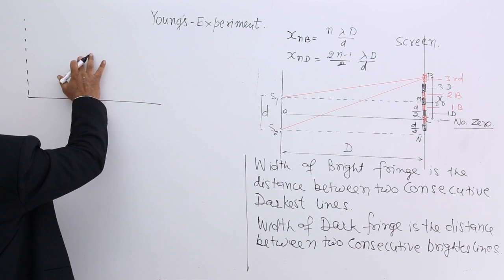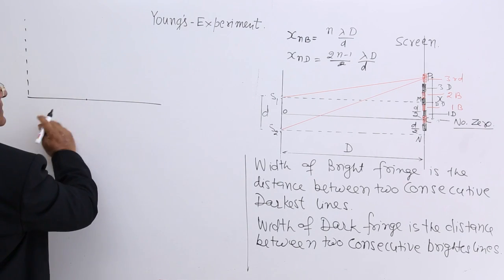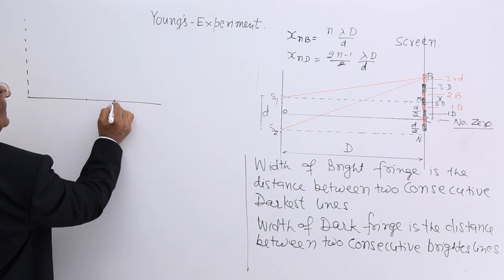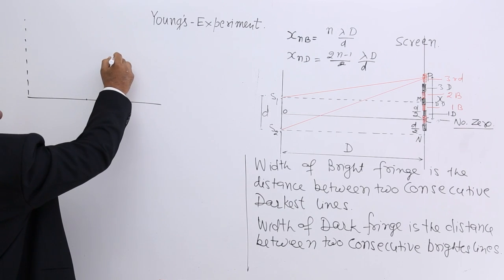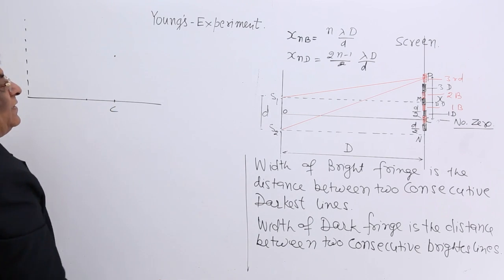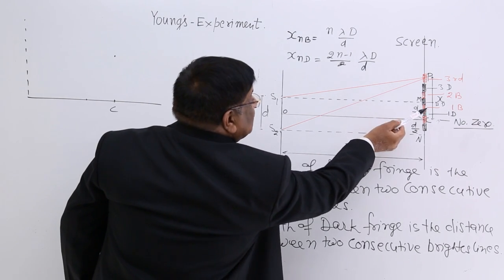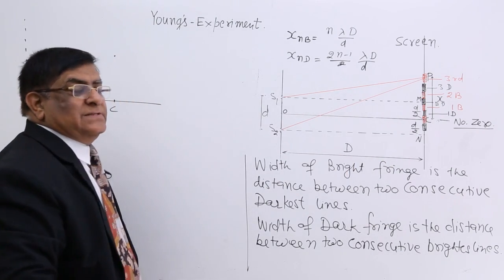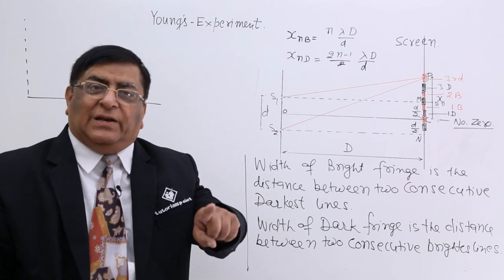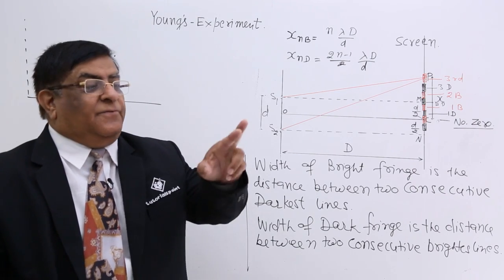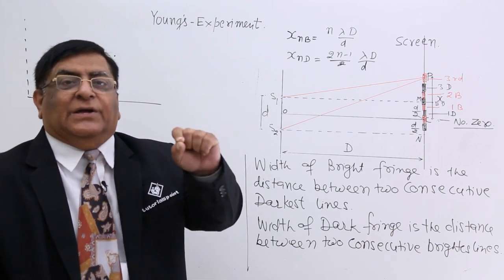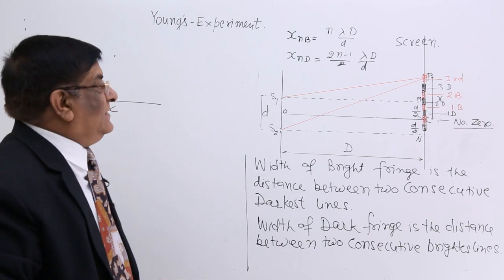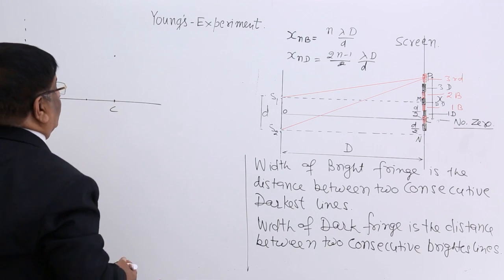This is point C, and here the brightness is maximum. If I go a little away from this, then what will happen to brightness? Answer: the brightness will decrease, because the path difference will not be exactly 0. It will be slightly different, but it is not lambda by 2.